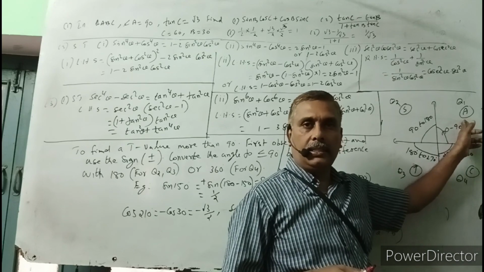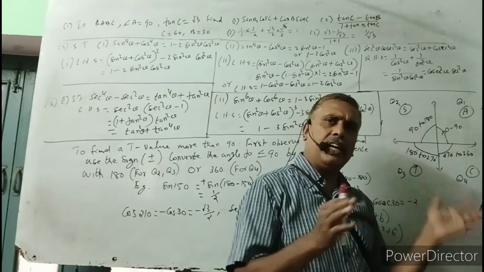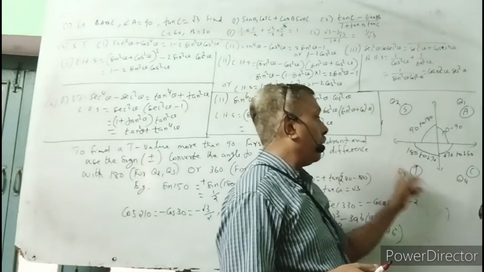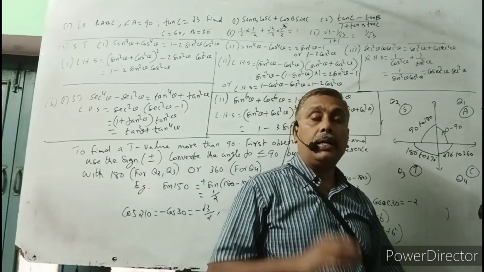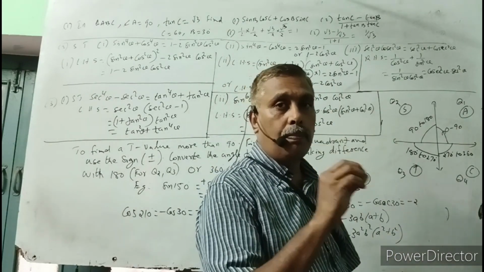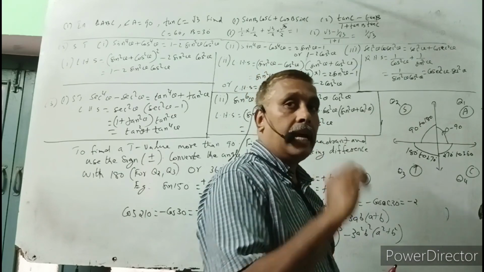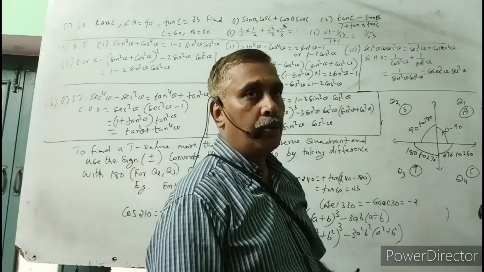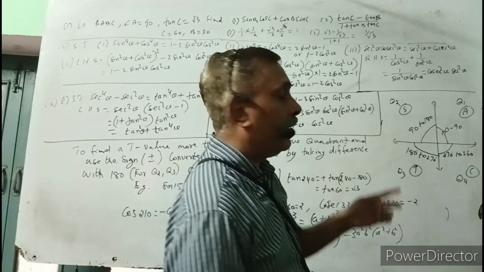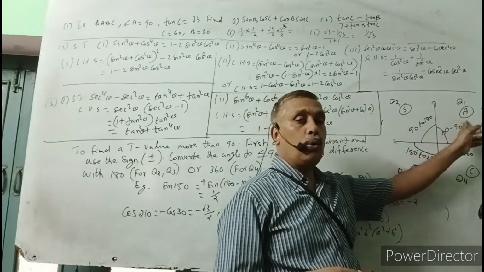So sin 30 is 1 by 2, which is positive. Every answer is positive. But when your quadrants are changing, the answer itself stays the same, but instead of plus there may be minus. Signs may change. That's the only thing: plus or minus sign. So how to use that plus or minus? I am explaining here. A means all are positive.